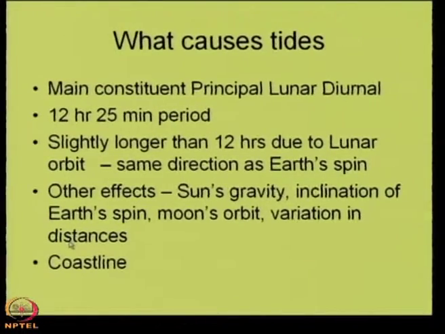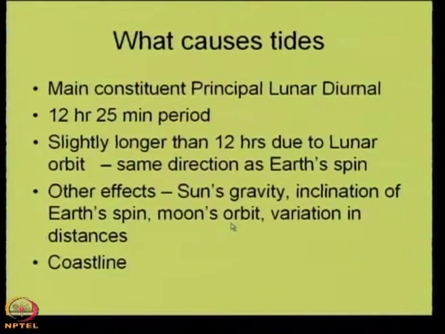Now, there are other effects. These effects are the sun's gravity, which is a lesser effect. Then we have the inclination of the Earth's spin and the moon's orbit, which are inclined with respect to each other. There are also variations in the coastline which contribute to the differences in tides in different places.